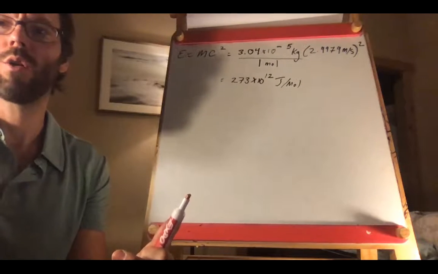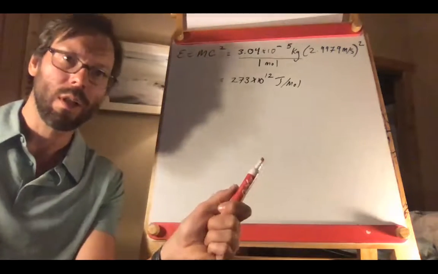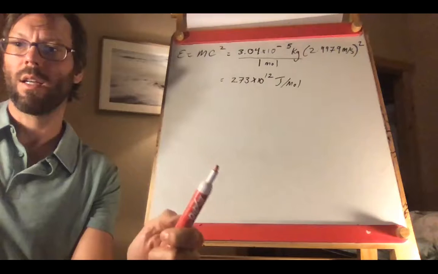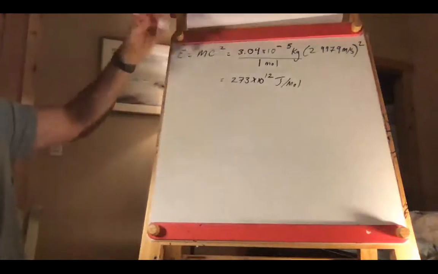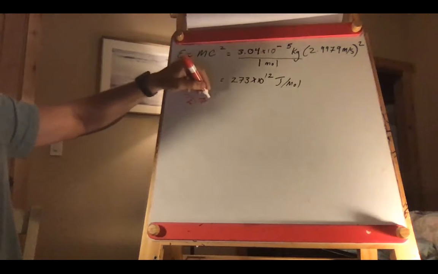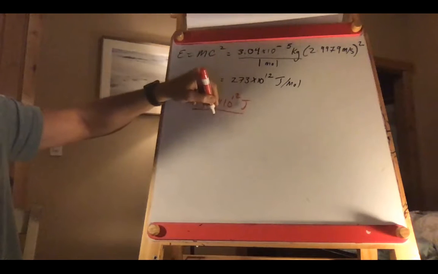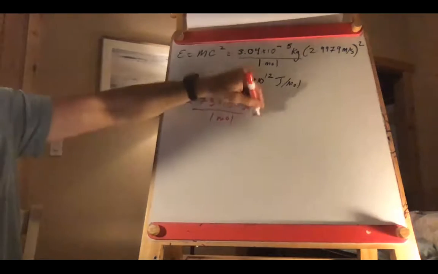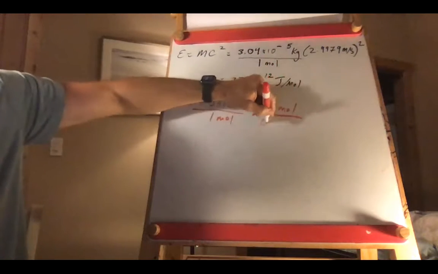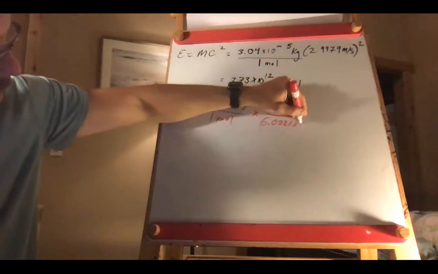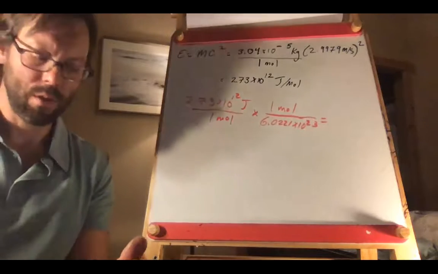Joules per nucleus. Okay. So now we can take this number and convert it to joules per nucleus by using Avogadro's number. So we could say 2.73 times 10 to the 12 joules per 1 mole times the conversion factor, 1 mole over 6.0221 times 10 to the 23rd, right? Avogadro's number.